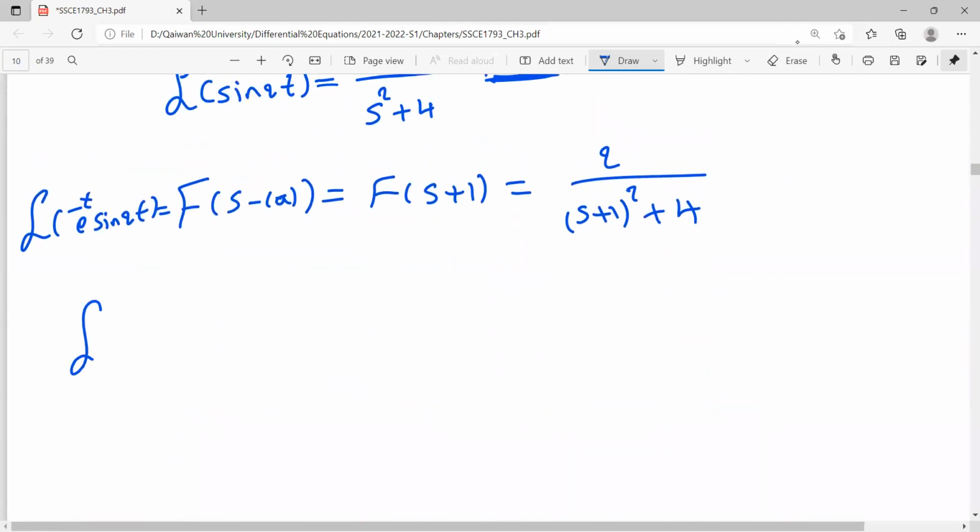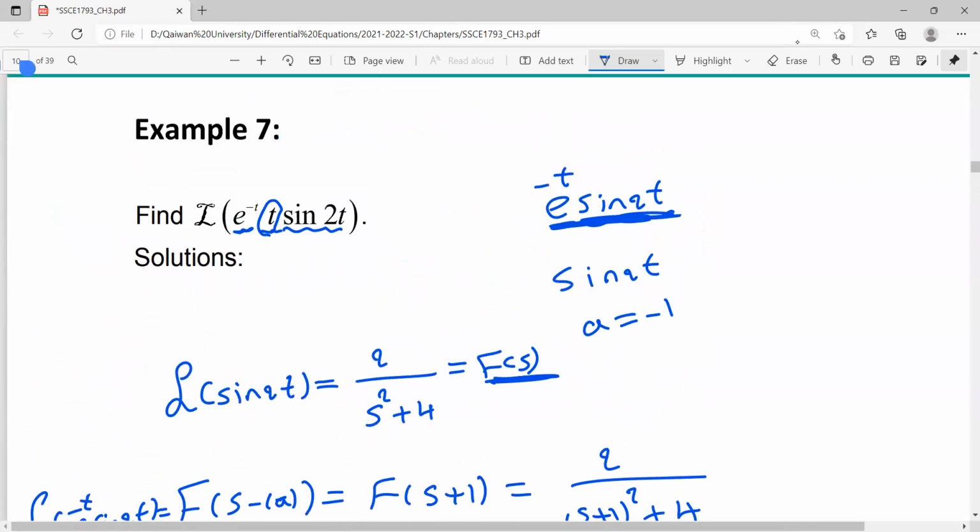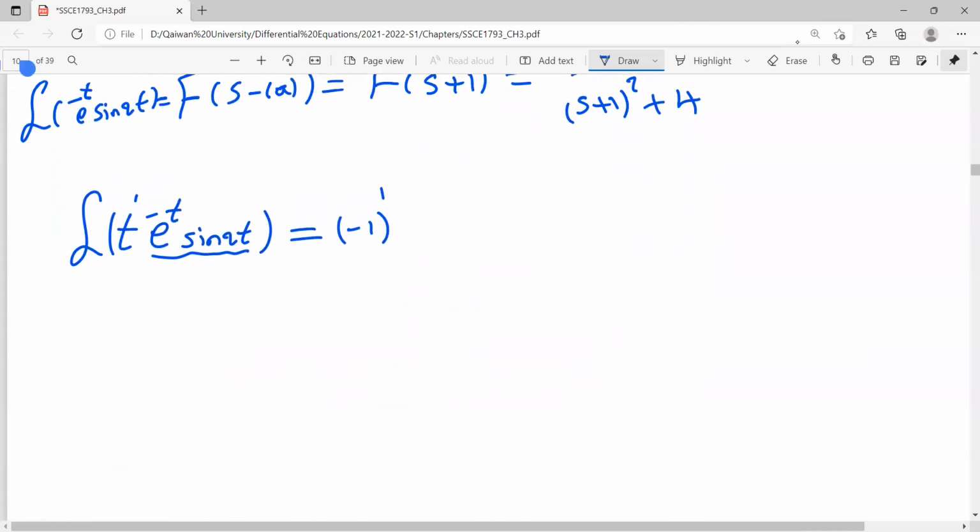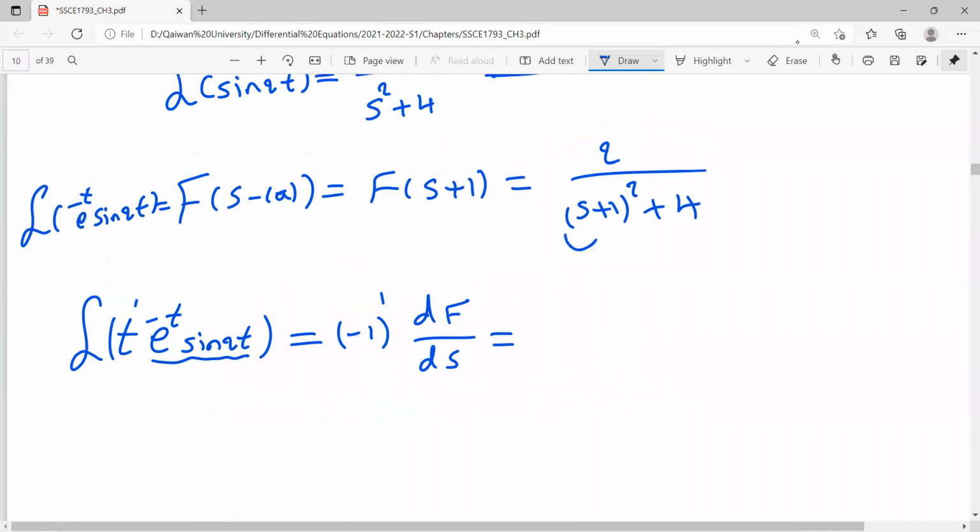We say the Laplace transform of t times e to the power minus t sine 2t equals, we found the Laplace transform for this one was 2 over s plus 1 squared plus 4. We take only one derivative for it. It is minus 1 to the power 1, and n is 1 because t is to the power 1. Minus 1 to the power 1 df by ds. We take one derivative for this function.